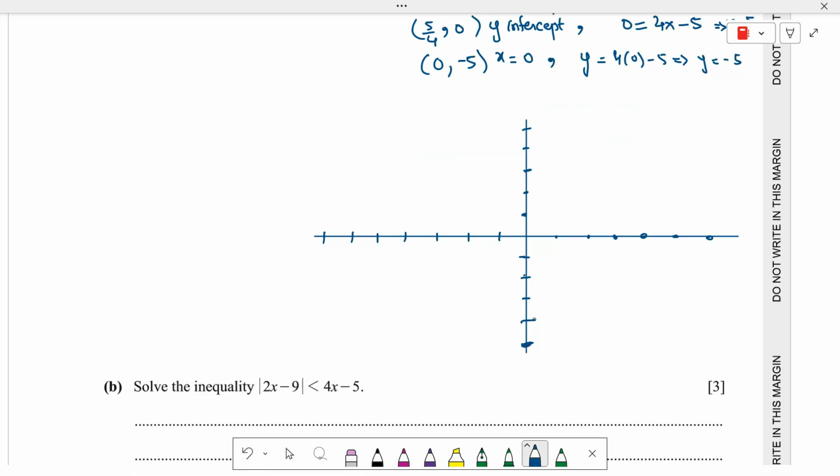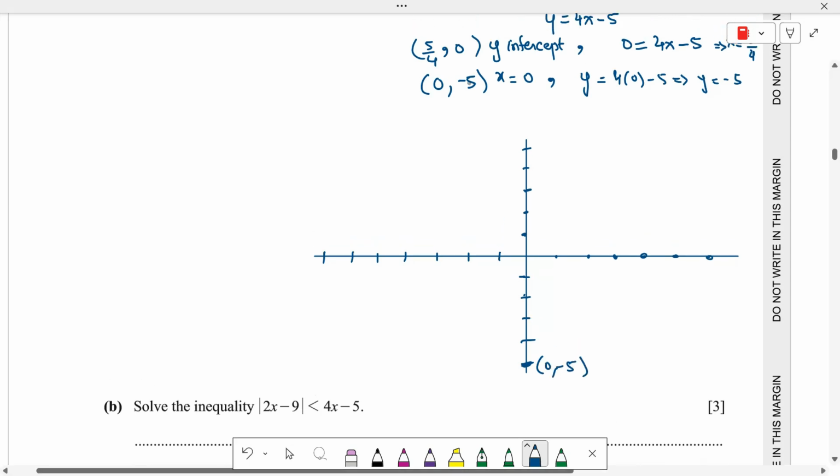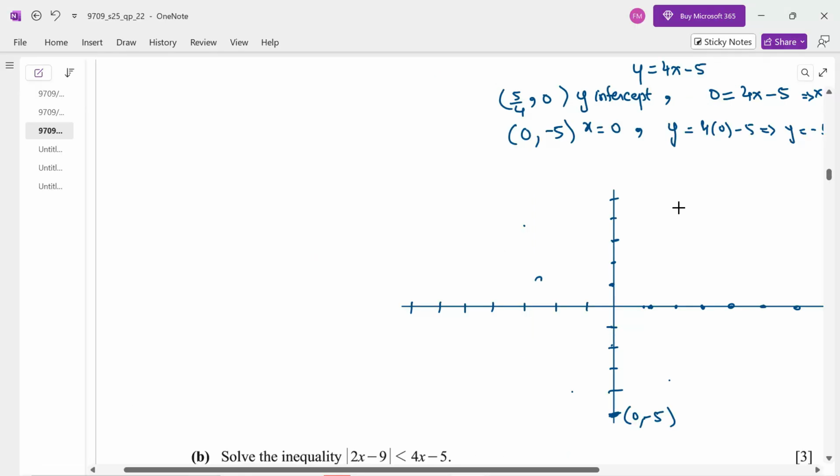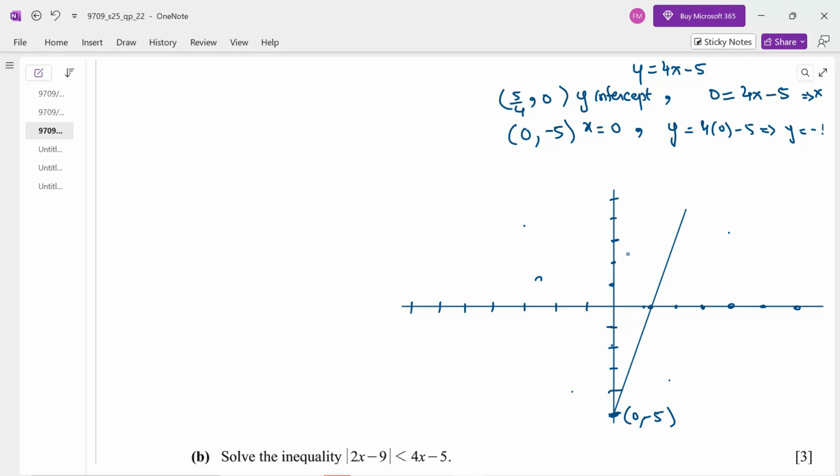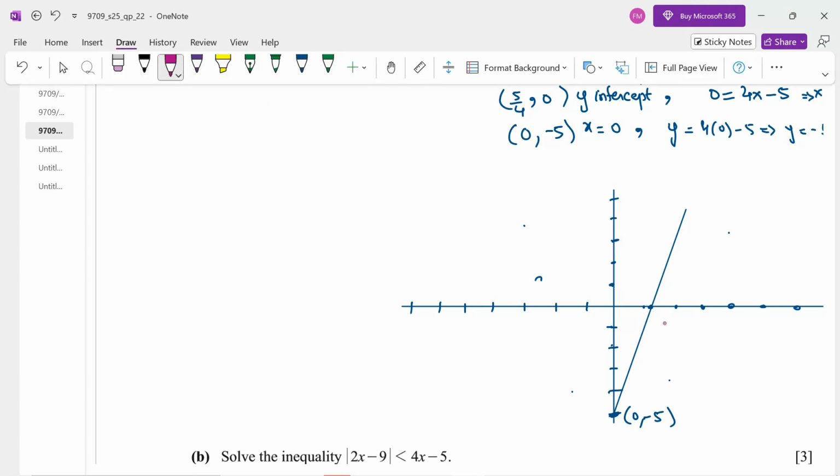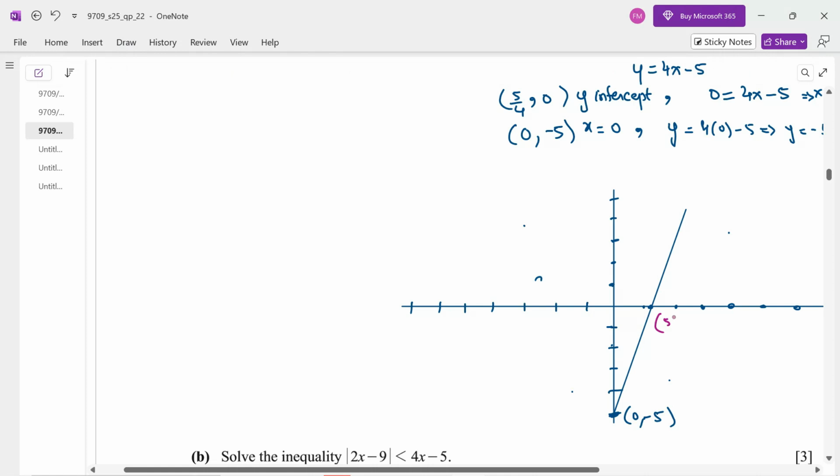So this one is 0 comma negative 5 and the second one is 5 over 4, which is 1.25. So 1.25 is here, and we can draw a line. This is the line which is passing through 5 over 4 comma 0.